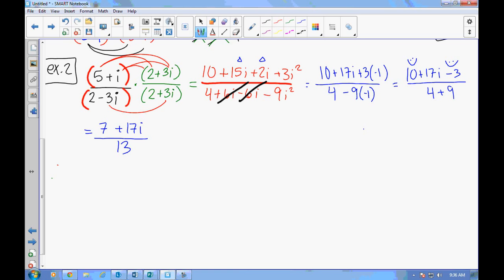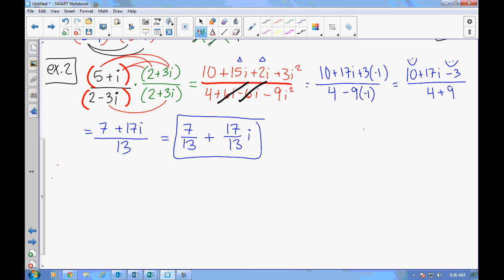Okay, Hunter, Lawrence, what's our real piece? Yep, 7 over 13, plus, Hunter, what's the imaginary piece? 17, it's still a fraction, over 13i. Yeah. That's standard form. The real piece plus imaginary piece. Okay? Any questions on that? Let's review. Hopefully it feels a little easier than it did a month ago when we did it the first time.